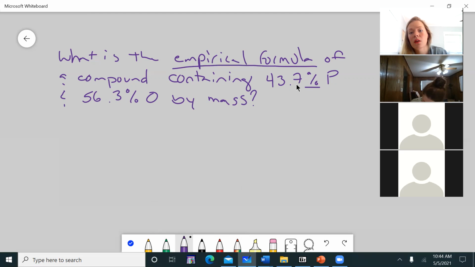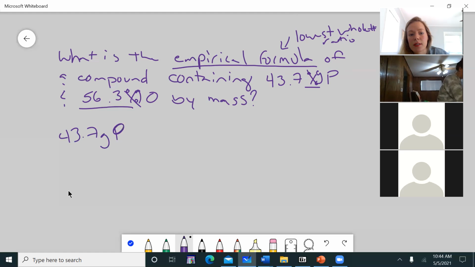Okay, so the empirical formula is the lowest whole number ratio of the subscripts. So the system that you're going to follow when you've got percentages of each, take the percentage and just assume a 100-gram sample, and we can just change that to grams. So I've got 43.7 grams of phosphorus and 56.3 grams of oxygen. Because if I had a 100-gram sample and it was by percentage, that would in fact be true. That would be the correct mass ratio.